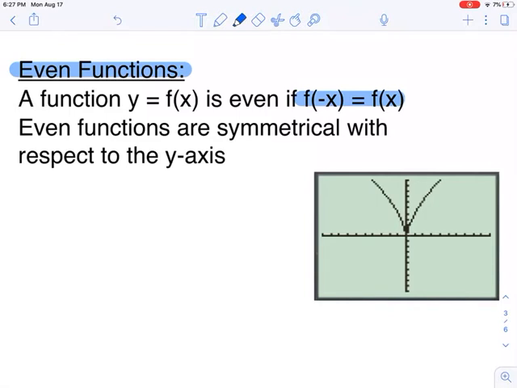Well, what does that mean? That means that our outputs for x are the same as our outputs for negative x. So we are going to have symmetry along the y-axis, because x and negative x will have the same y coordinates. So we're going to have symmetry about the y-axis.